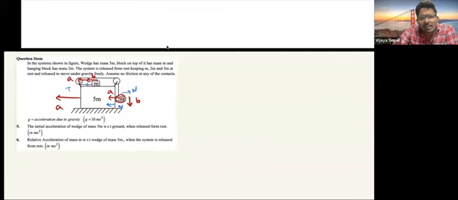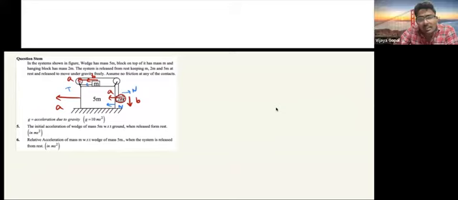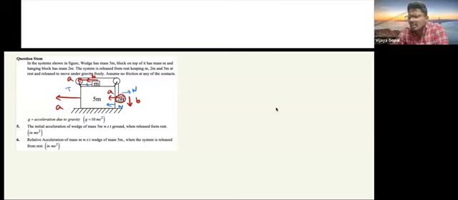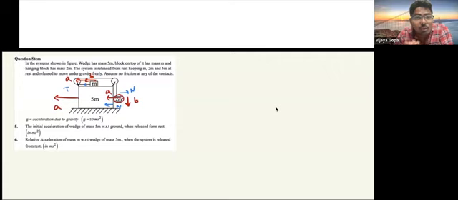Sir, one more thing: with respect to the wedge, the acceleration of blocks 2m and m will be on the right side. I didn't understand. With respect to the wedge, the acceleration on m and this 2m is not pseudo force. This is not pseudo force. I'm not adding pseudo force.